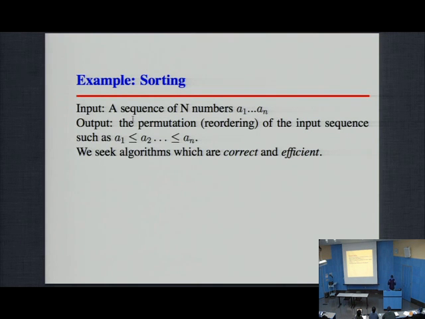But sorting is a classic algorithm problem, okay? And what is sorting? It's specified by what the inputs are, a sequence of numbers. You're given n numbers in some arbitrary order. And the output is you have to permute them, reorder these things so that they are in increasing order, okay? So A2 is greater than A1, A3 is greater than A2, and so on. Specified like this, it is an algorithmic problem.